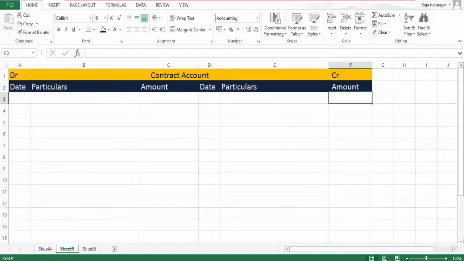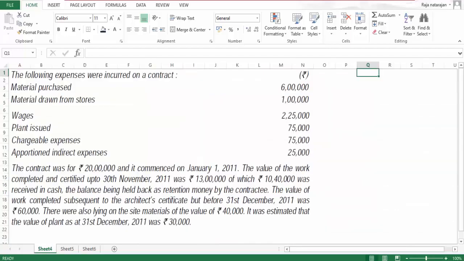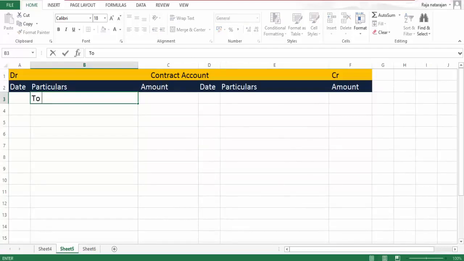Okay, so let me show you how to prepare the contract account. We have to debit the contract account with all expenses that are related to this particular contract. To start with, we have materials purchased, right? So let's write, to material purchased, and the value is 6 lakhs, 600,000.